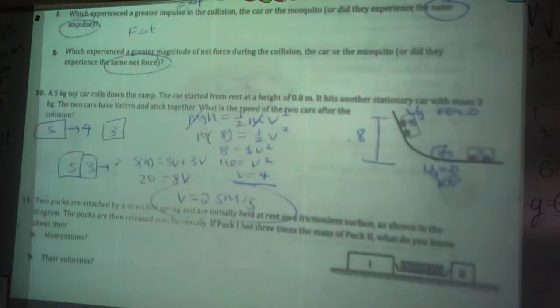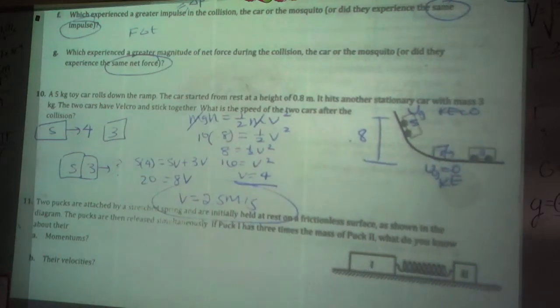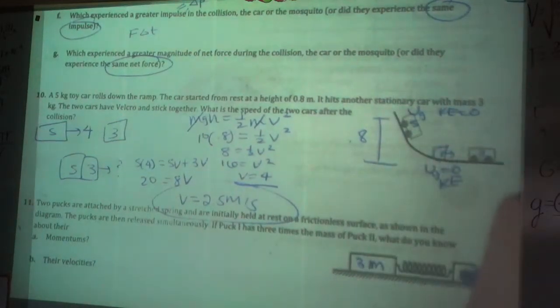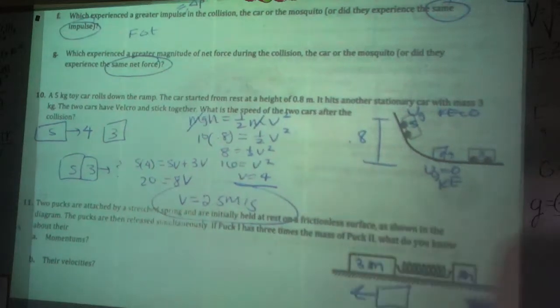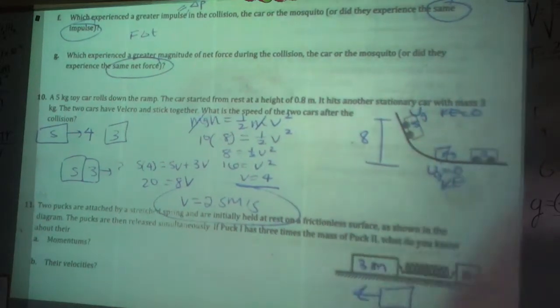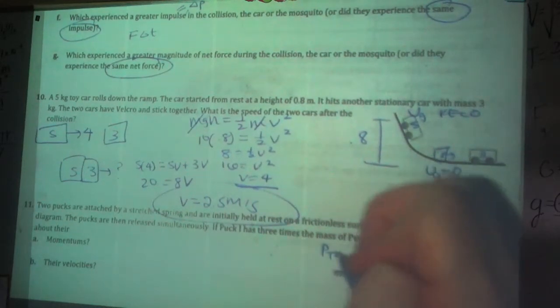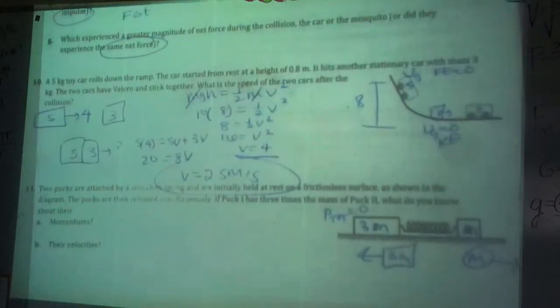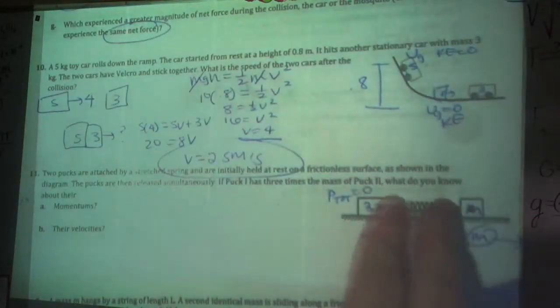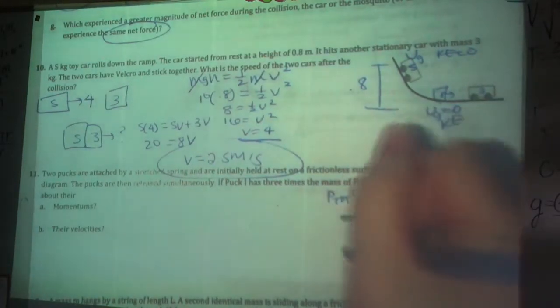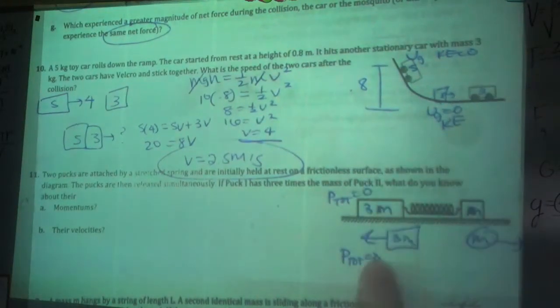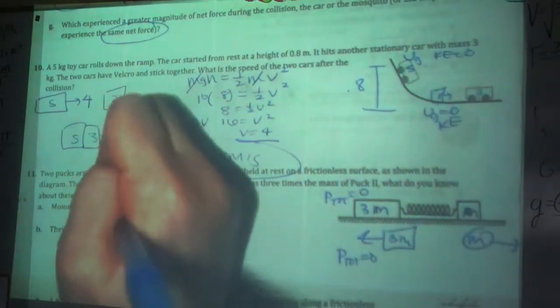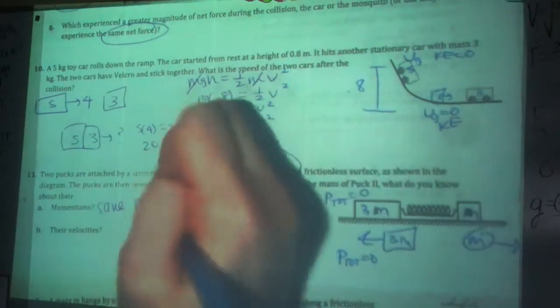11. Two pucks attached by a spring are initially held at rest on a frictionless surface. The pucks are then released simultaneously, meaning at the same time. Puck 2 has 3 times the mass of puck 1, and when they are released, they spring apart like this because there's a spring between them. What do we know about their momentums? Well, the total momentum before was 0 because they were initially at rest. Momentum is conserved. There are no external forces. The internal force of the spring is on both of them, so that doesn't count. So my total momentum still has to be 0 after, so that means they have the same momentum, just opposite directions.